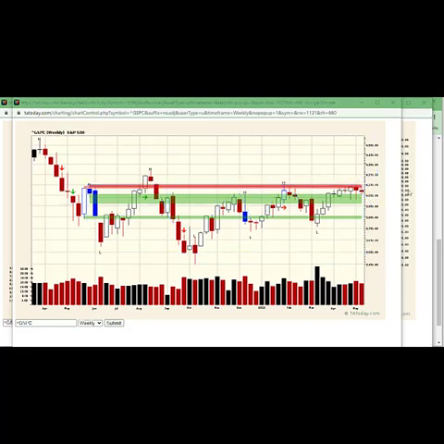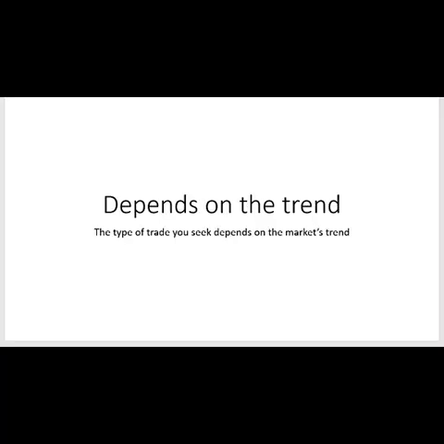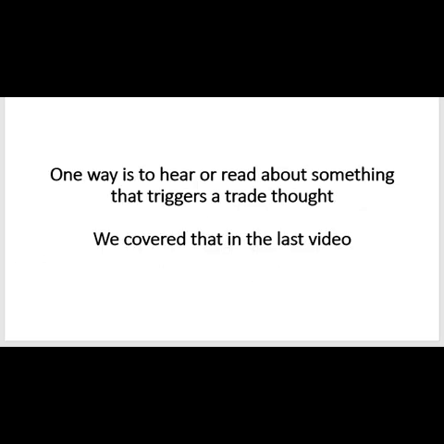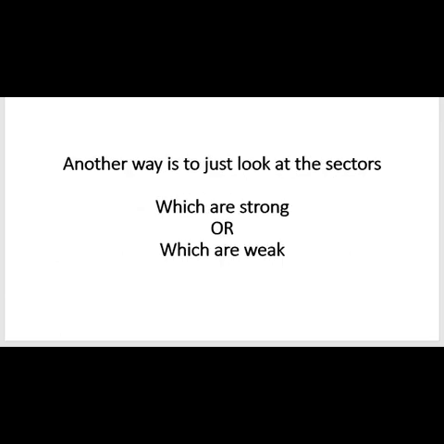But there are things that are not on this same trend, and how do you find those? Well, it depends on your time frame. I picked the intermediate term time frame, which is the weekly chart. But it also depends on how you want to go about it, how you want to find the trade. In the first video we did, we said there's something you run across that triggers a trade thought, and you go look for it that way. There are other ways to do it, and that's what this video is about.